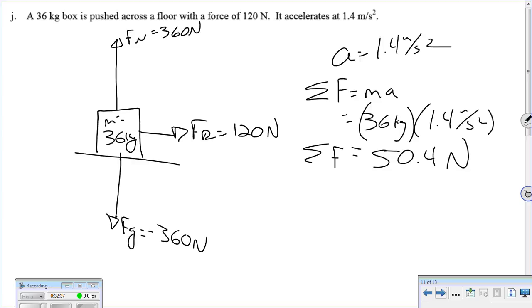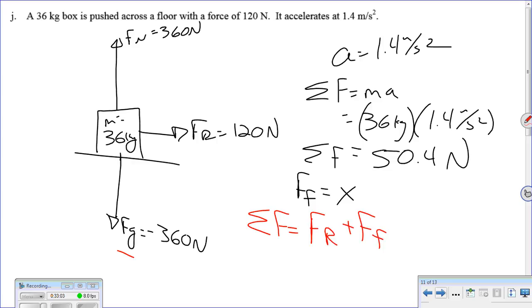So now, is there friction? There has to be, right? Because Roy's pushing with 120 newtons, but for some reason my net force is only 50. So my missing force is friction. So here we go. Let's figure out how much friction there is. Definition of net force is all the forces added up. For us, it's Roy and friction. Again, I'm not going to worry about gravity or normal force because they cancel.